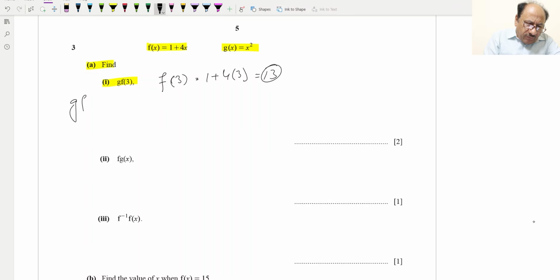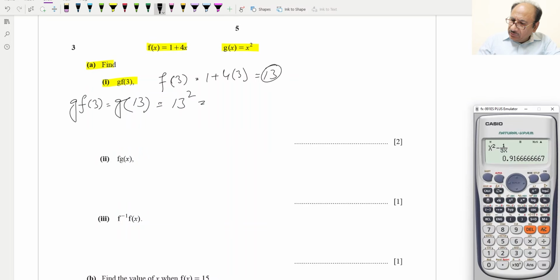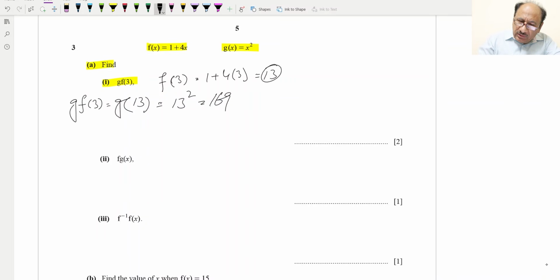Now g of f of 3 we can write as g of 13, since f of 3 is 13. So we will calculate g of 13 by replacing in this. So g of x is x squared, so g of 13 is 13 squared, which is equal to 169, and 169 is the answer for 2 marks.